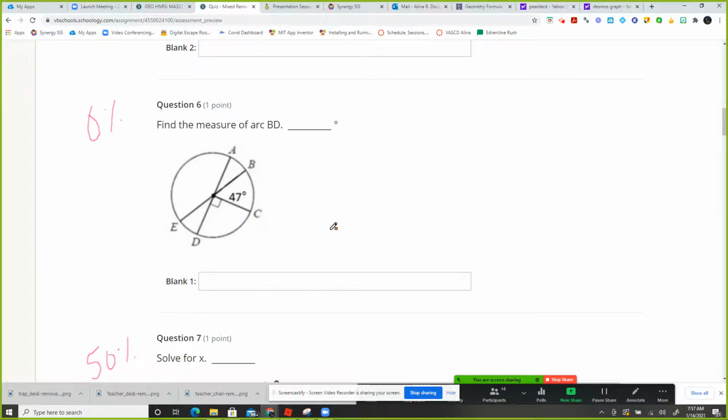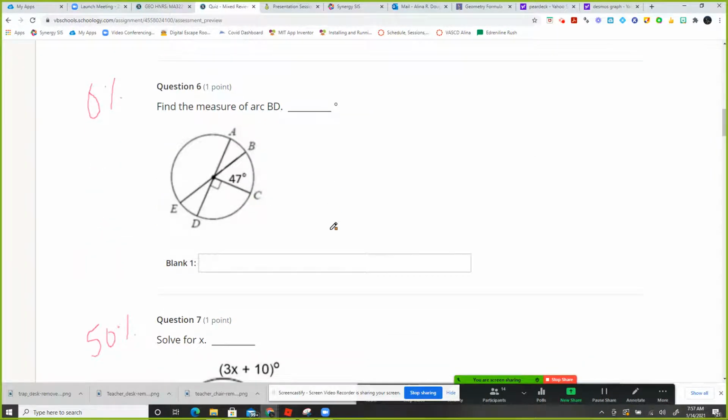Kind of a similar thing for question 6, but question 6 is more like question 1. These are all central angles, so the arcs and the angles are going to be exactly the same. If I'm looking for arc BD, I want to go the most direct route from B to D. The most direct route is past C. So if I go from B past C to D, if this angle is 47, then this arc is going to be 47. If this angle is right, what's the measure of this arc from D to C?